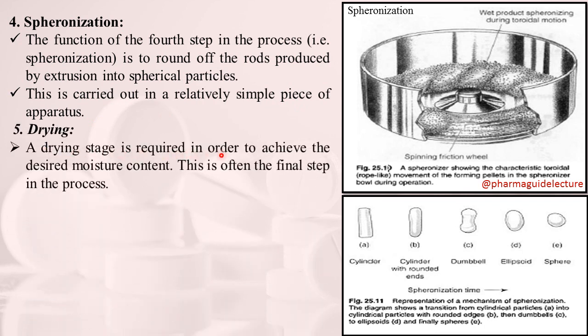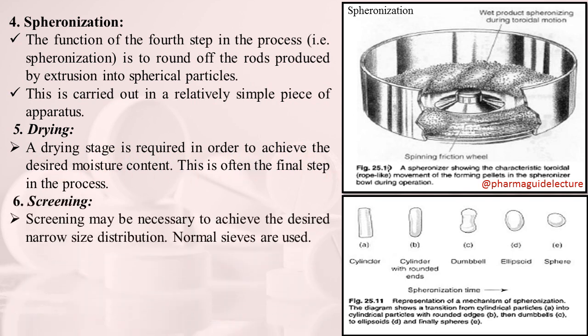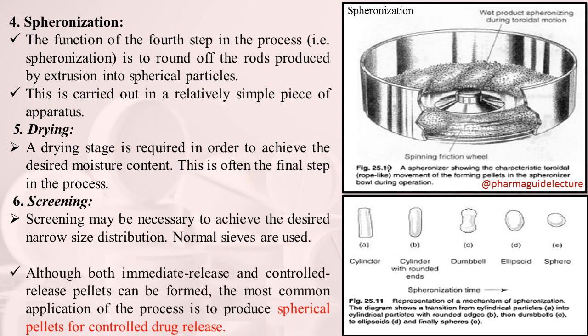Drying. A drying stage is required in order to achieve the desired moisture content. This is the final step in the process. Then screening. Screening may be necessary to achieve the desired narrow size distribution. Normal sieves are used.